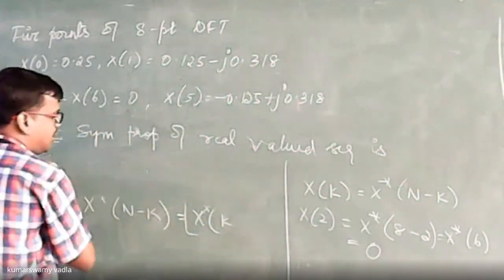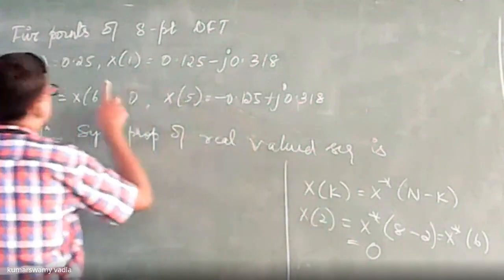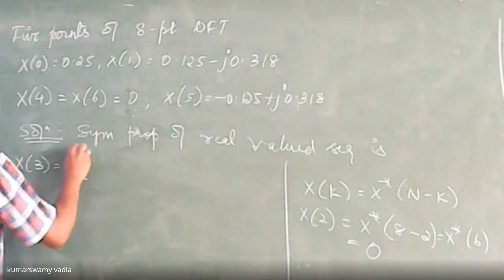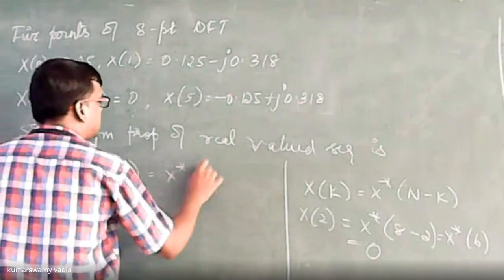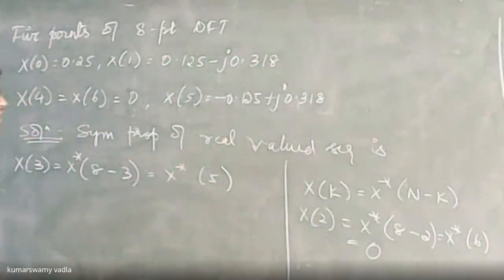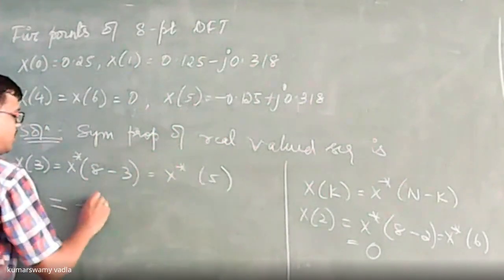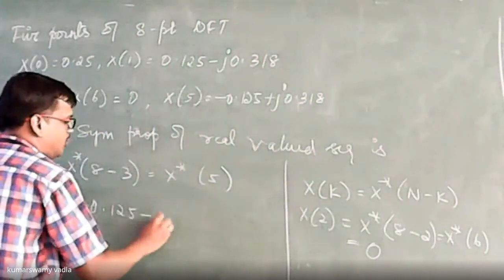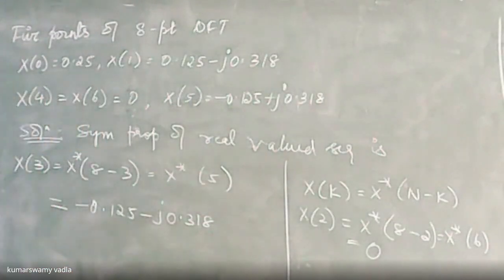Similarly, what is the next one? 0, 1, 2 is done. 3 is not given. Let us find out 3. X of 3 is equal to x conjugate of n, which is 8, minus k, which is 3: x conjugate of 5. He has given x of 5. Its conjugate means what will you get, students? The real term will remain the same, minus 0.125. Instead of plus j, you will get minus j 0.318. Is the point of discussion clear, students?